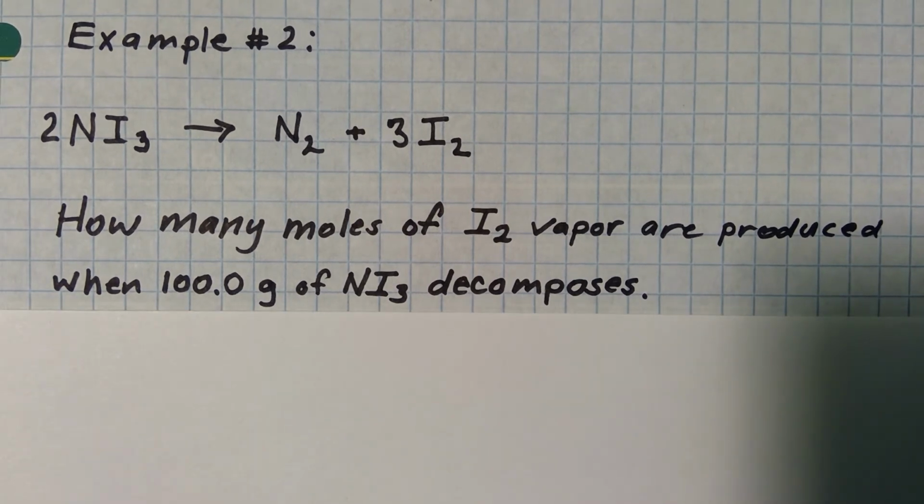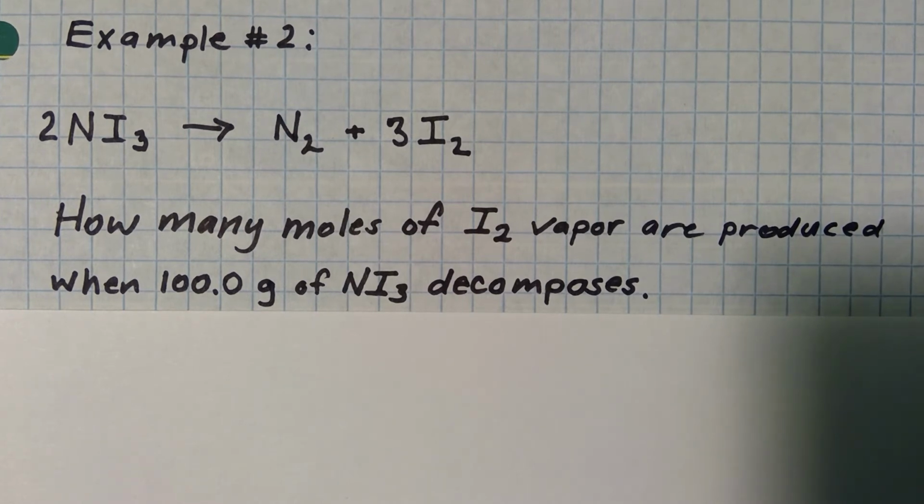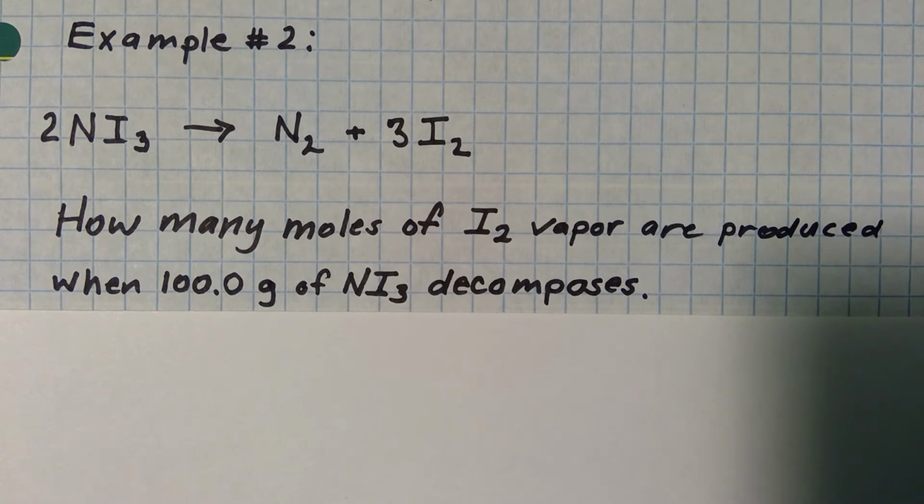So before you start, ask yourself, how many of the steps are we going to be doing? If it's asking for how many moles of iodine, that's what we're ending up with. So moles of iodine would be, on our plan, moles B. The information it gives at the beginning is you have 100 grams of nitrogen triiodide. Well, that will be our grams of A.